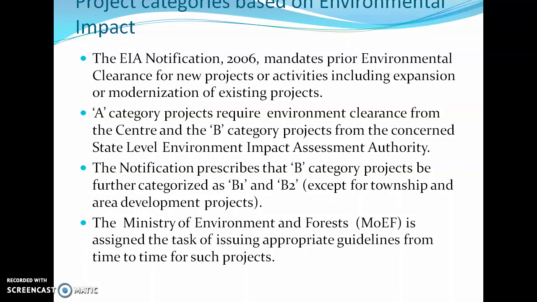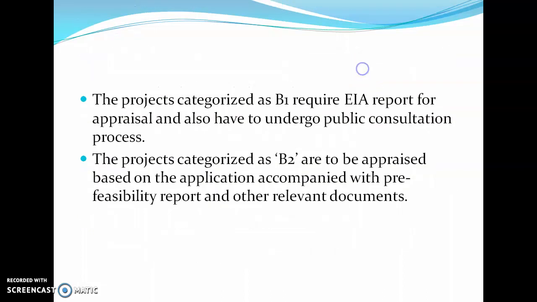The notification prescribes that B category projects can be further categorized as B1 and B2, except for township and area development projects. So again, B type projects are categorized into B1 and B2. The Ministry of Environment and Forest is assigned the task of issuing appropriate guidelines from time to time for such projects. So it will issue certain guidelines from time to time, and those have to be followed for development activities.